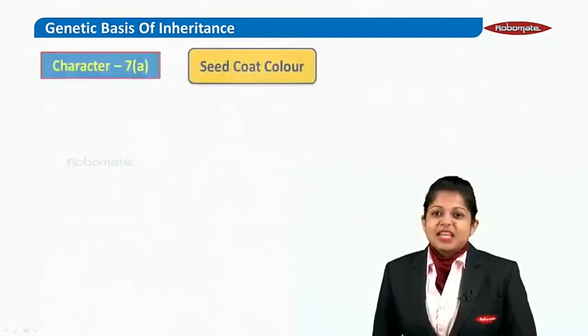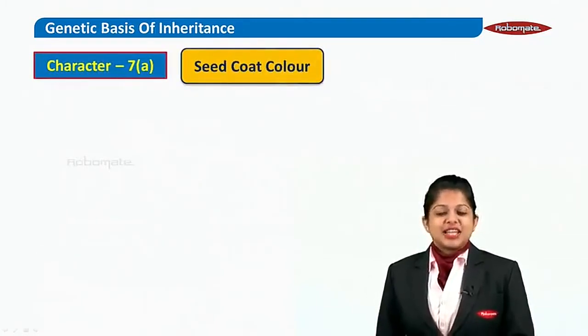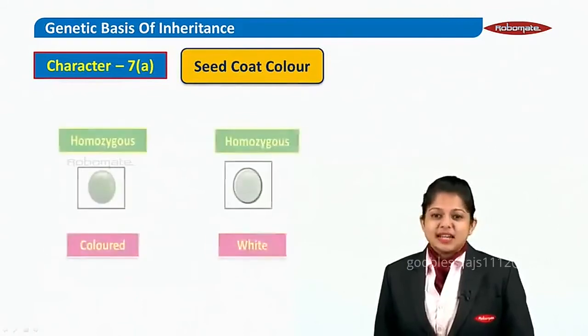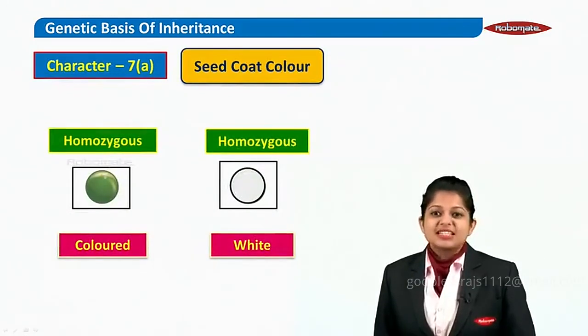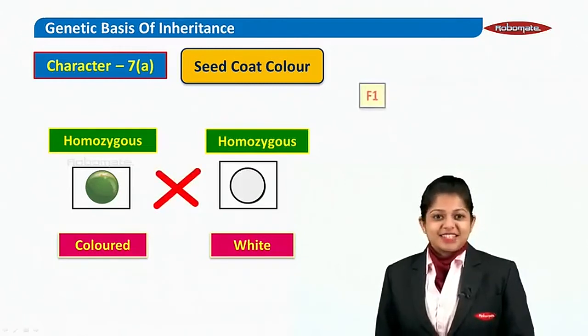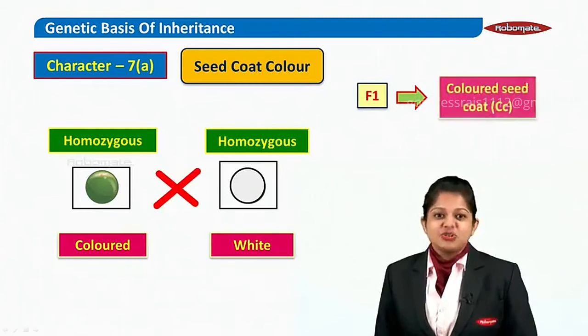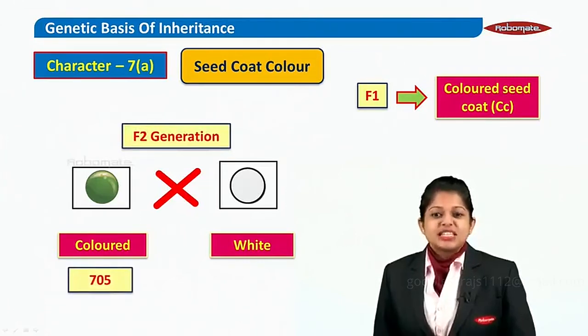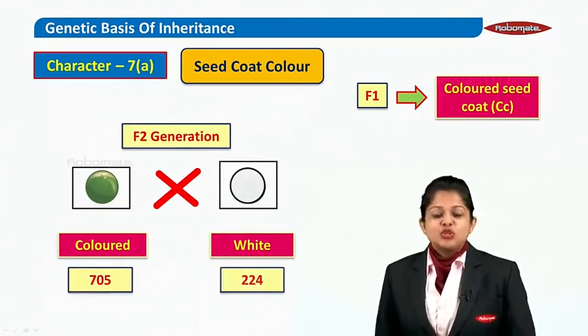There was one more additional character, that is character 7A, seed coat color, studied, where the homozygous colored seed coat was crossed with homozygous white, which gave an F1 generation of all colored seed coat, whereas the F2 generation produced 705 colored and 224 white, giving off the ratio 3.15:1 again.